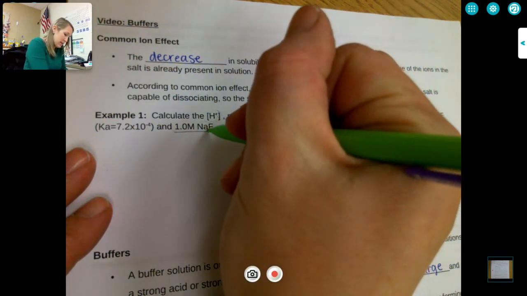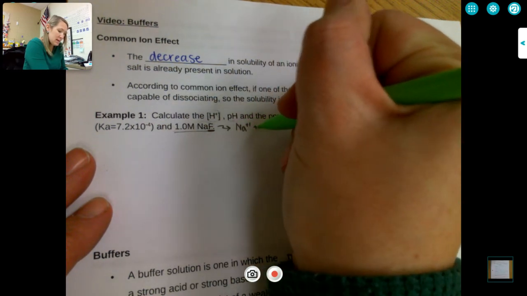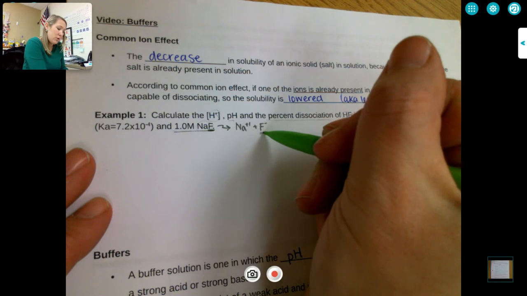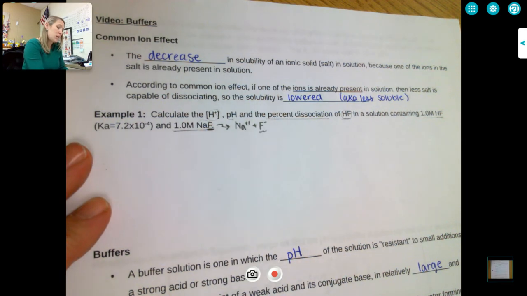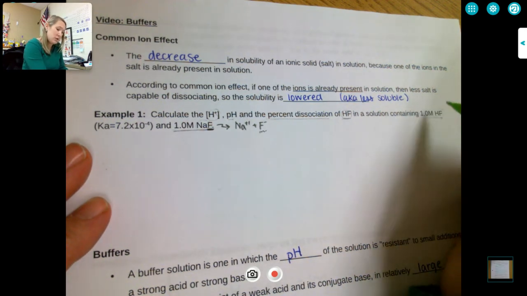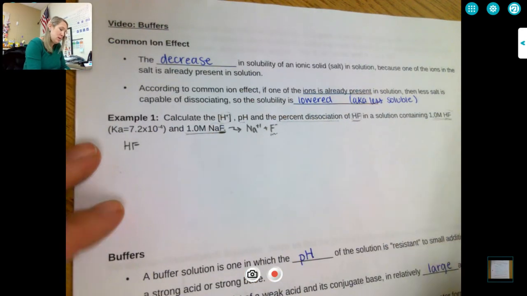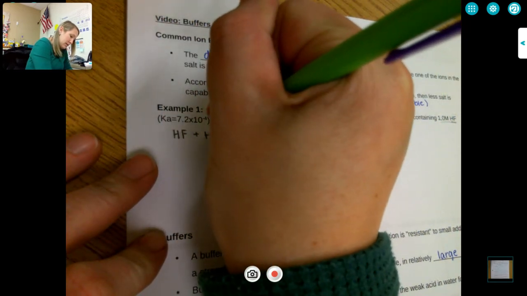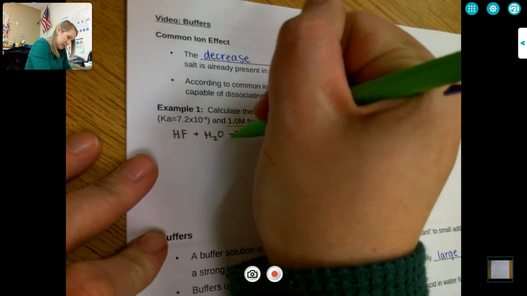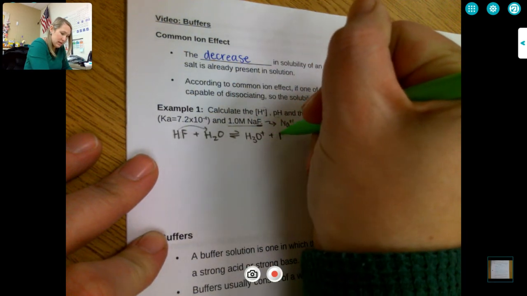And within sodium fluoride, we can see the F here, which means that sodium fluoride is going to break apart into sodium ions and fluoride ions. Fluoride ions are the conjugate base of our hydrofluoric acid. So let's look at what we have here. We are trying to dissolve or dissociate HF in water. So hydrofluoric acid plus water. It's an acid, so it's going to donate its hydrogen. So we're going to have H3O+ and F-.